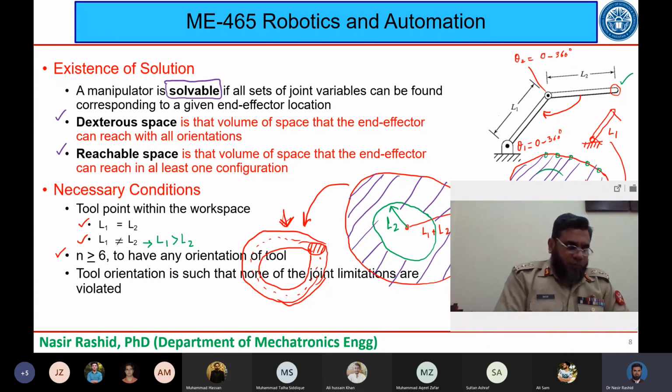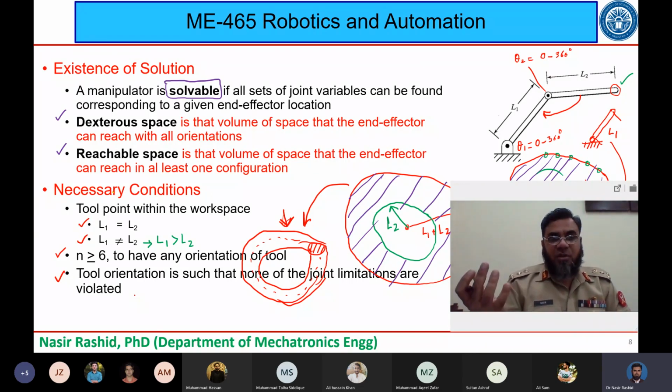ठीक है? So the last point is the tool orientation is such that none of the joint limitations are violated. ये वही बात है जो मैं आपसे कर रहा था कि टूल की ओरिएंटेशन तब हो सकती है 100% या ऑल ओरिएंटेशन जब जॉइंट की लिमिटेशंस जो है वो ना हो. अगर जॉइंट की लिमिटेशंस आ जाएं और उनको आप फिर वायलेट नहीं कर सकते तो फिर टूल की ओरिएंटेशन जो है वो डिफरेंट हो जाएगी.